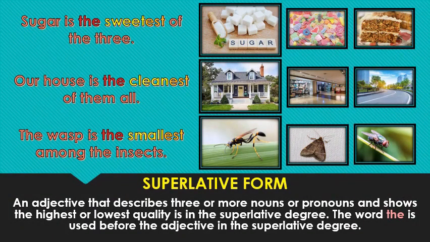When do we say that the adjective is in the superlative form or degree? Remember that an adjective that describes 3 or more nouns or pronouns and shows the highest or lowest quality is in the superlative degree.